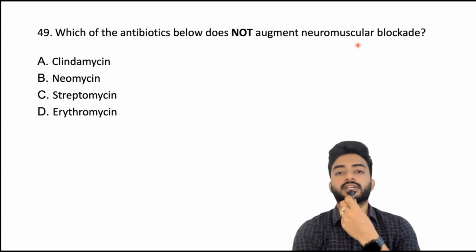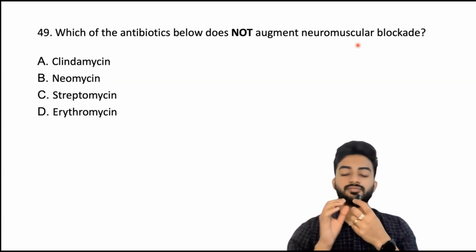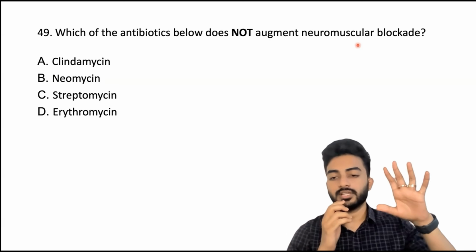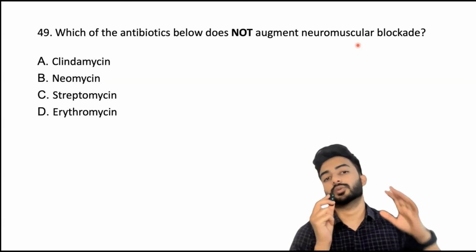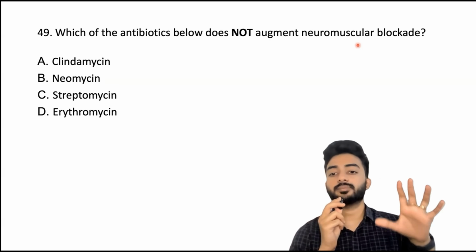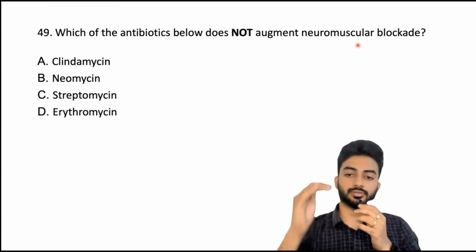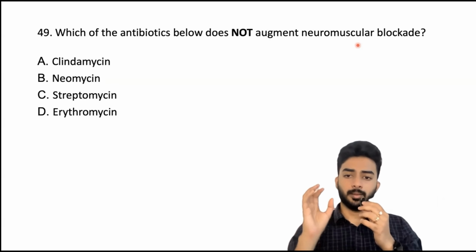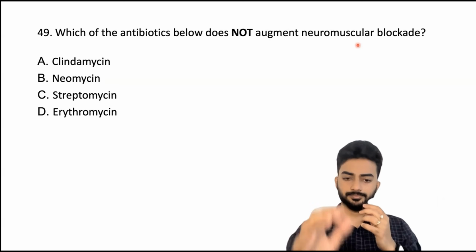Which of the antibiotics below does not augment neuromuscular blockade? Option A clindamycin, option B neomycin, option C streptomycin, option D erythromycin. See, all the questions which you have covered had mostly one or two lines, but in your final exam there can be 6-7 lined questions also. Mostly questions will be like this, but there can be some questions which they frame like a 6 to 7 line clinical scenario, but to make you understand the concept, I have simplified the questions.